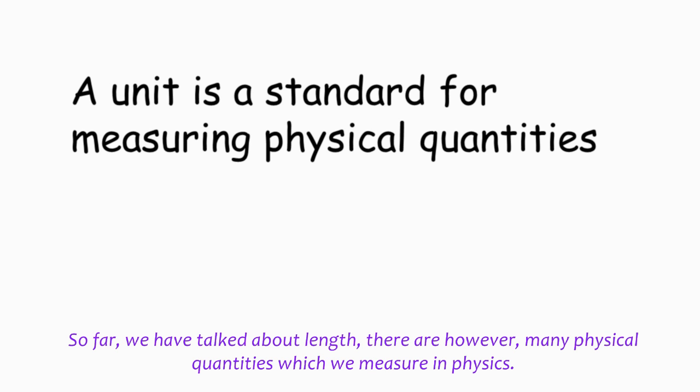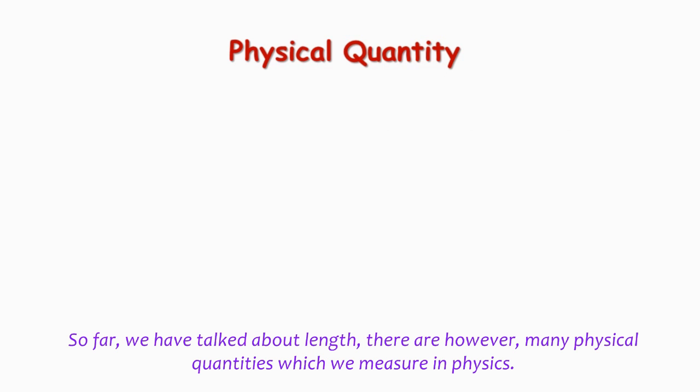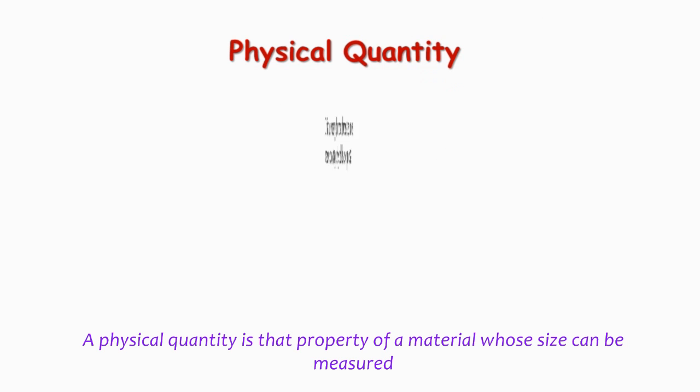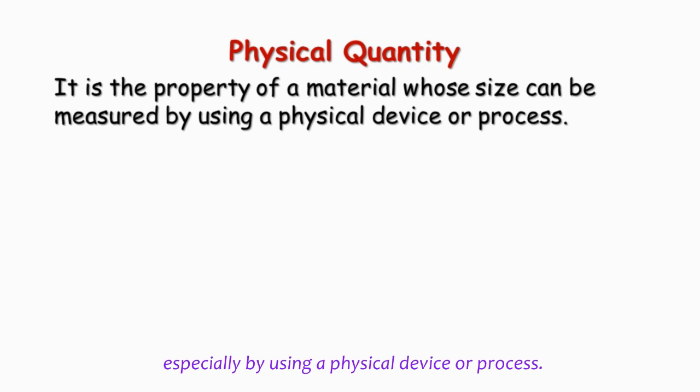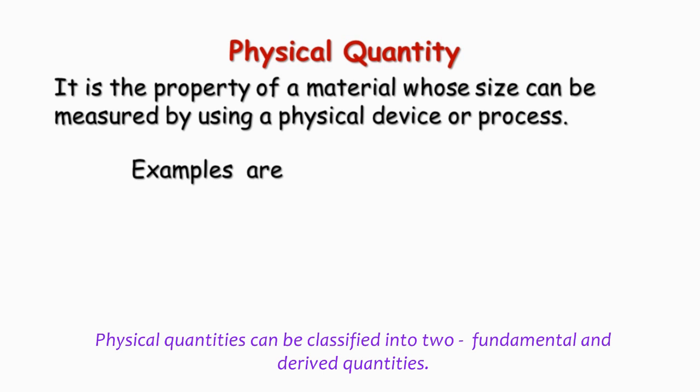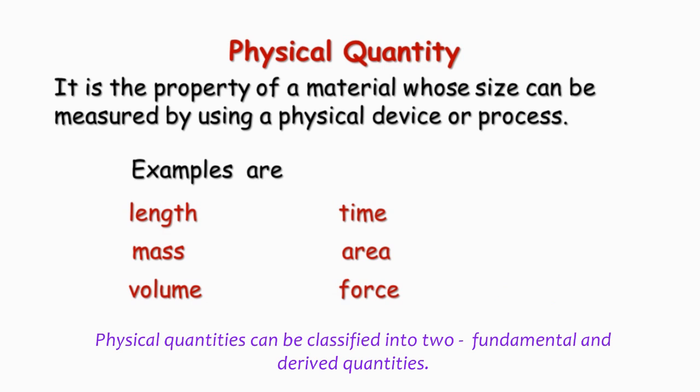So far, we have talked about length. There are, however, many physical quantities which we measure in physics. A physical quantity is that property of a material whose size can be measured especially by using a physical device or process. Examples of such are length, time, mass, area, volume, force, density, pressure, and so on.